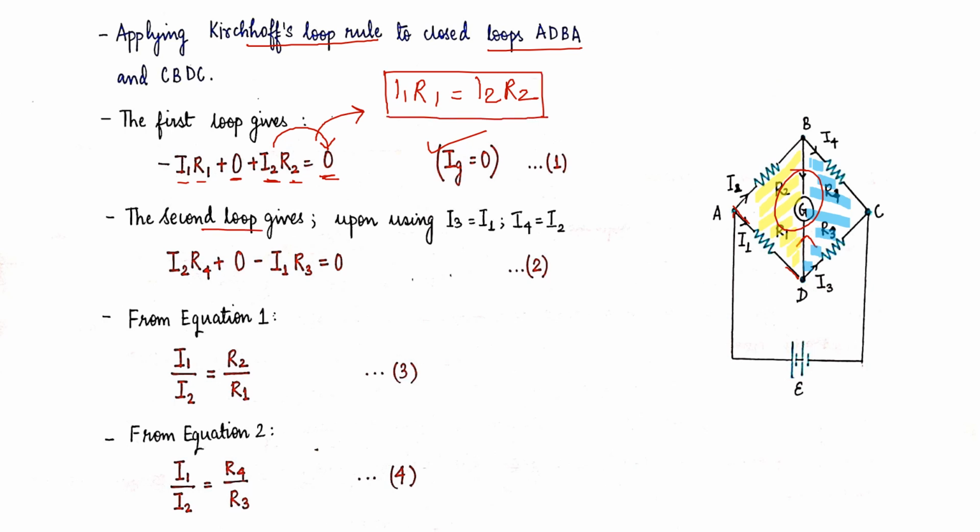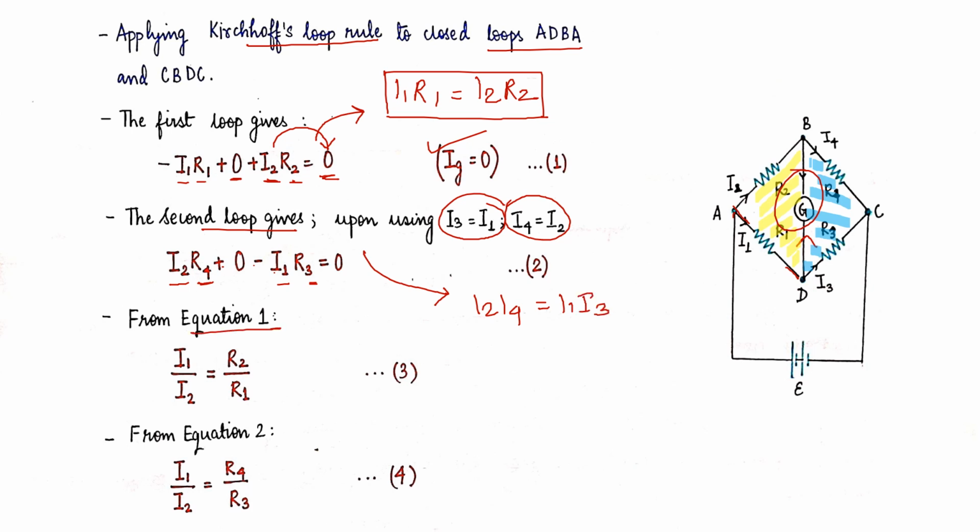The second relation: the second loop gives us I2 R4 plus 0 minus I1 R3, because here I1 equals I3 and I2 equals I4. Now I will solve this equation. We will get I2 R4 equals I1 R3.